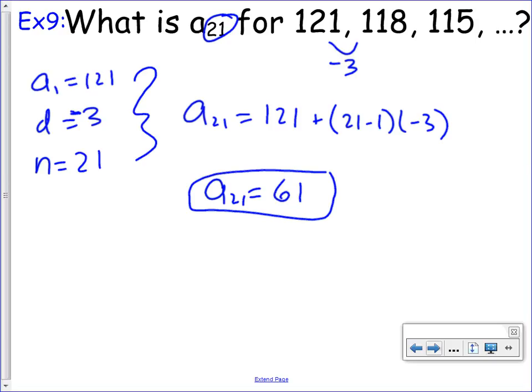Alright. If I told you what the last number is, can you tell me how many numbers? Yeah, you can. It's manipulating the same formula and just finding that one missing thing. You can do it.